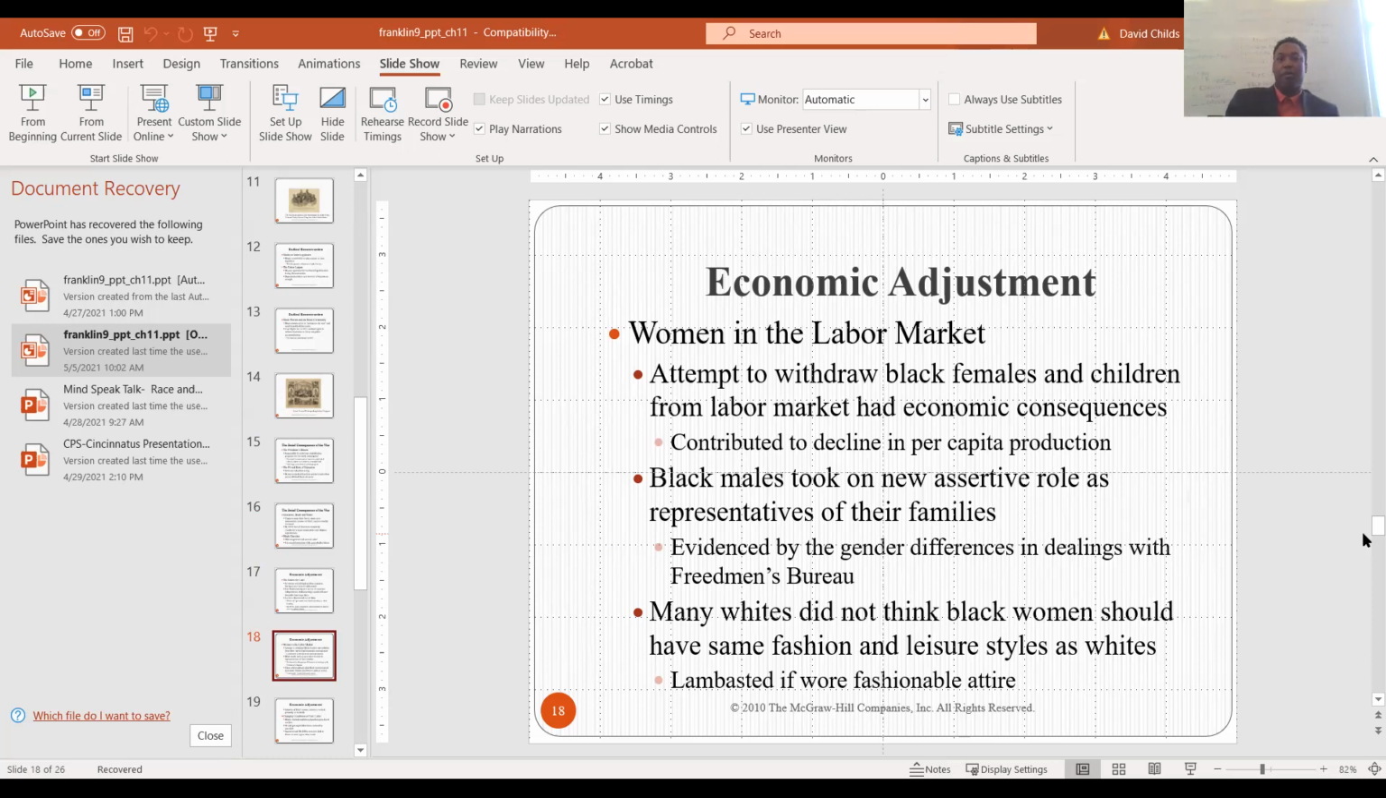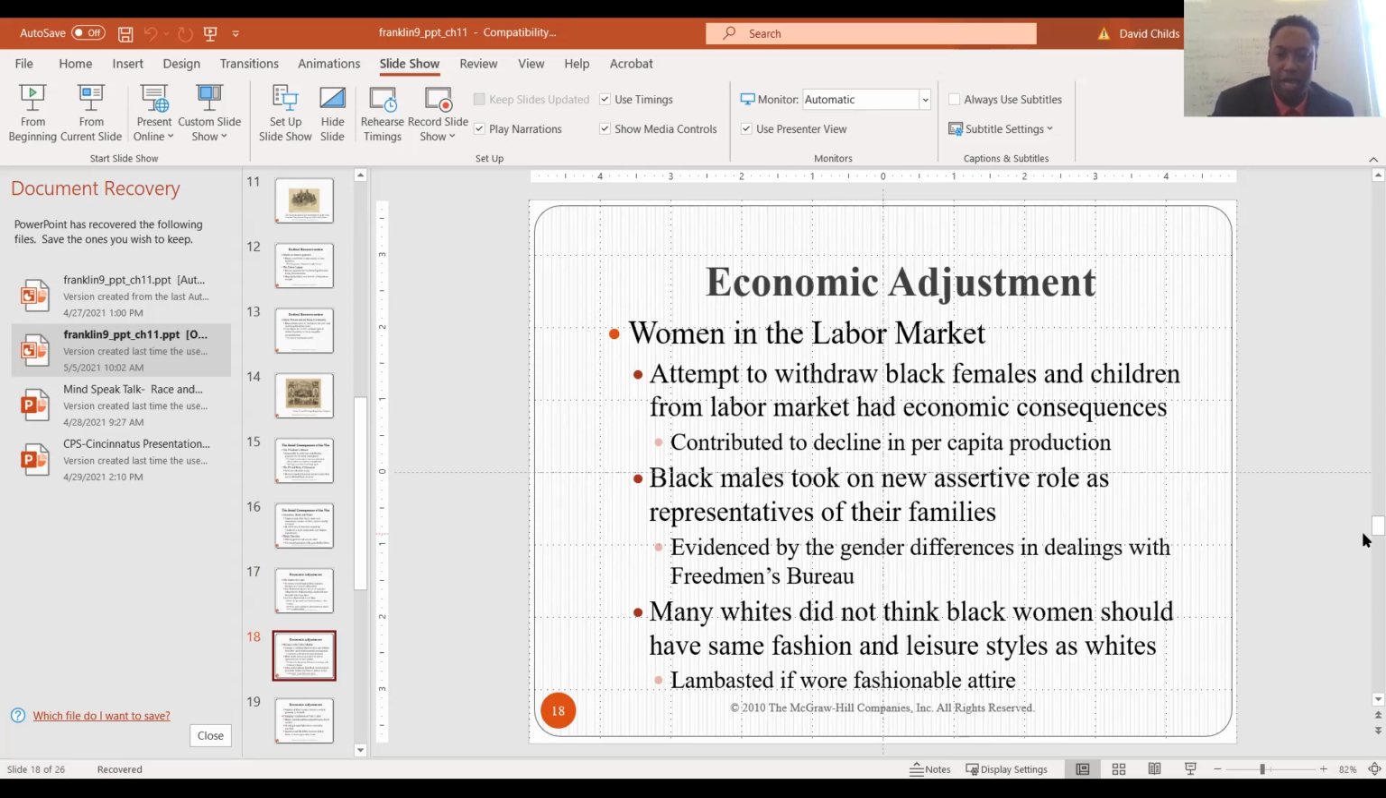And so that's what happened back in the 1860s and during Reconstruction when they tried to take women and children out of the labor market. There wasn't enough product produced. That's what per capita means. That's what per capita production is. You understand what I'm saying?